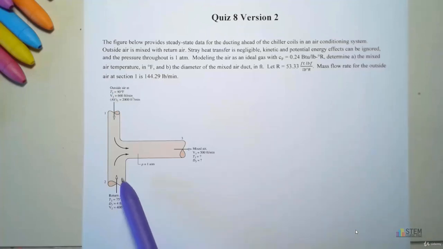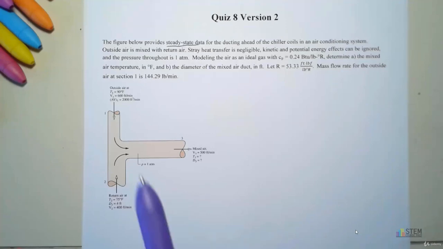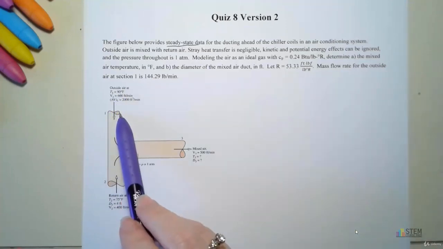Here is our picture. You'll see we've got some sort of ducting here. It's saying it's the ducting of head of chiller coils in an AC system. Notice it's steady state data that's given on the picture. We're going to have outside air that is mixed in with return air. So here's the outside air coming in.